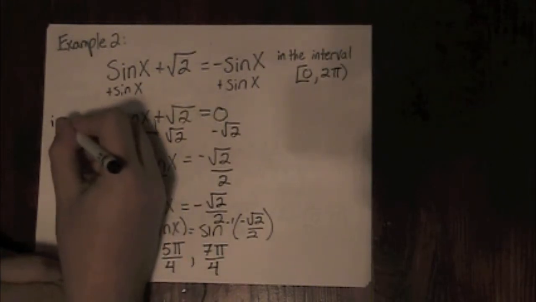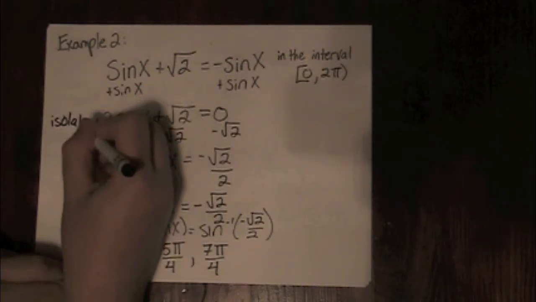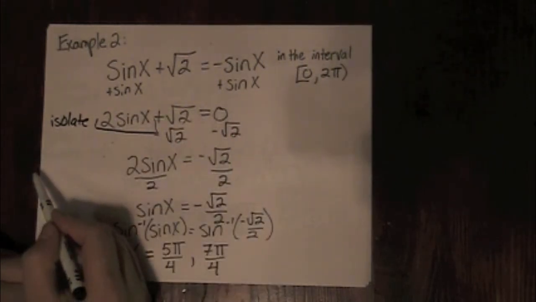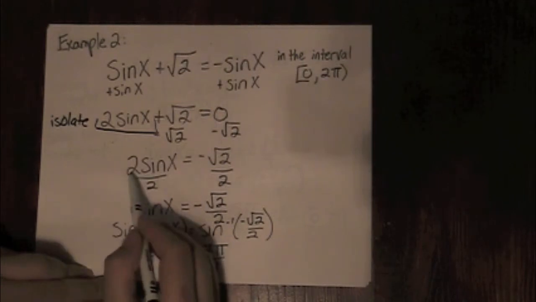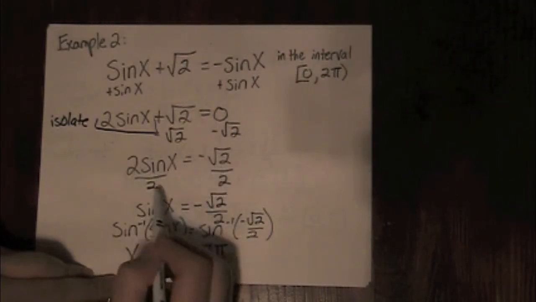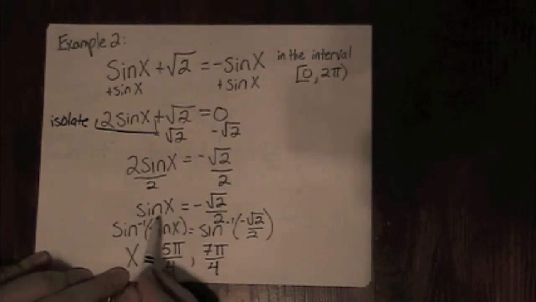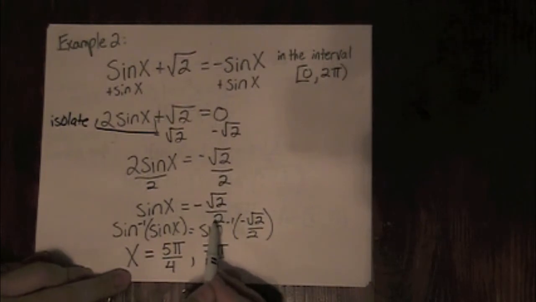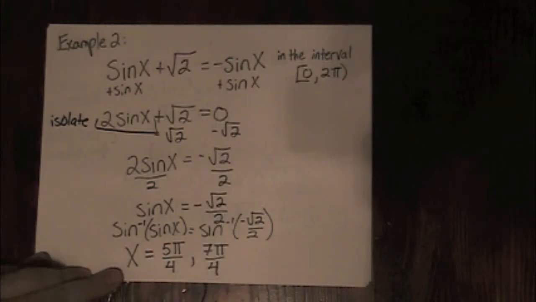Isolating, once again, this sine of x, we subtract square root of 2 from both sides, and I'm left with 2 sine of x equals the negative square root of 2. When I divide by 2, I have sine of x equals the negative square root of 2 over 2, which should seem like a familiar ratio for you to get because we know it's a special right triangle associated with 45, 45, 90 right triangles.